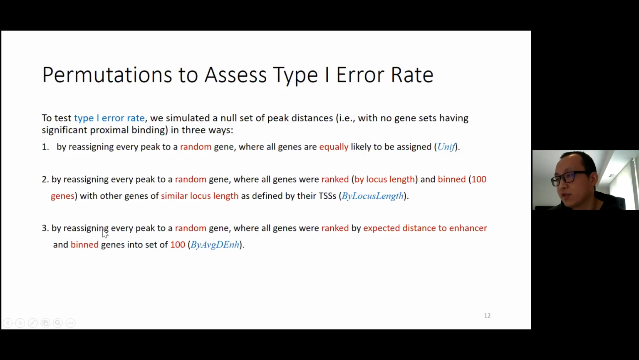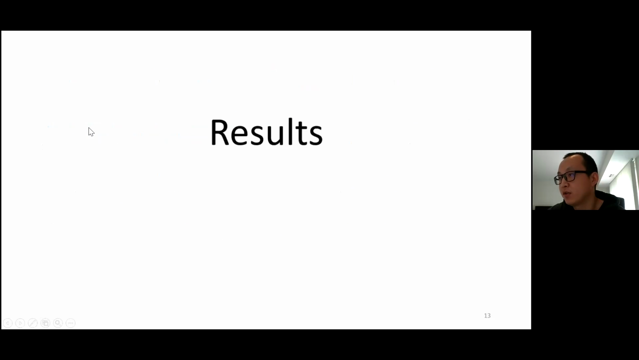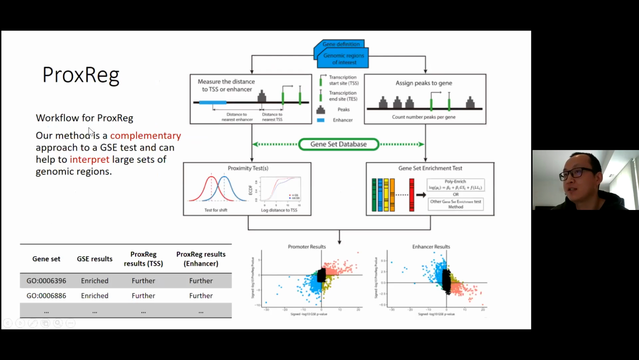The third way is we reassign each peak to a random gene, but all the genes were ranked by the expected distance to enhancer and binned into sets of 100. Those 3 random sets were used to test the type 1 error rates, and then the results. Here is the workflow for the Proxyrent.